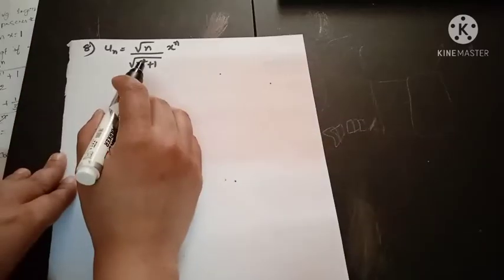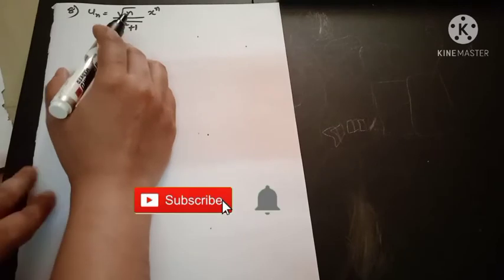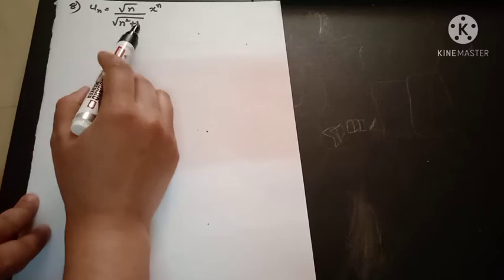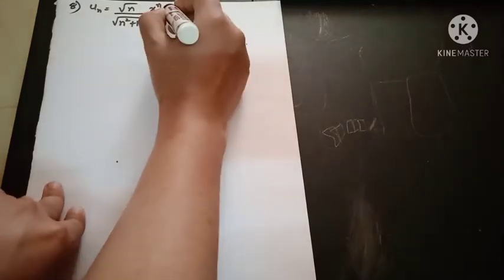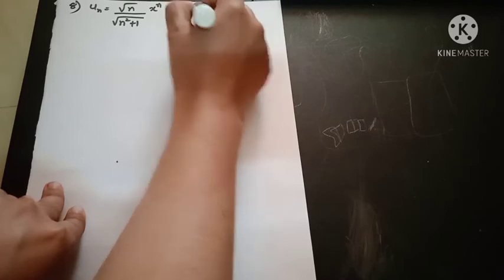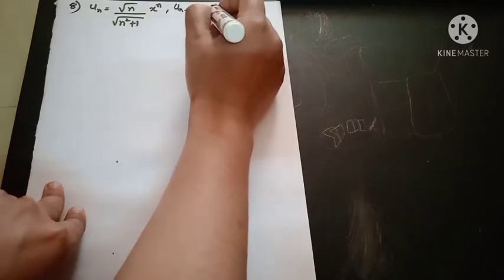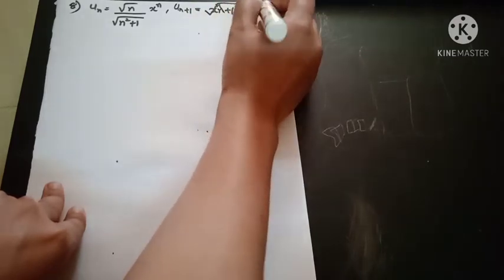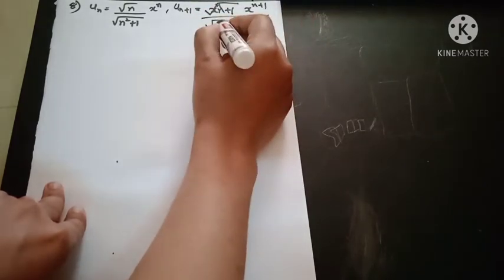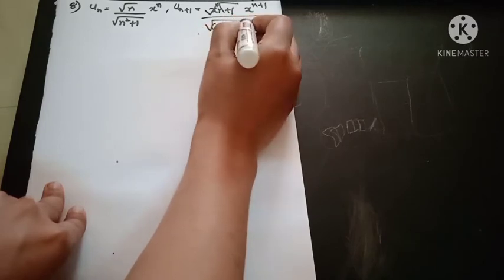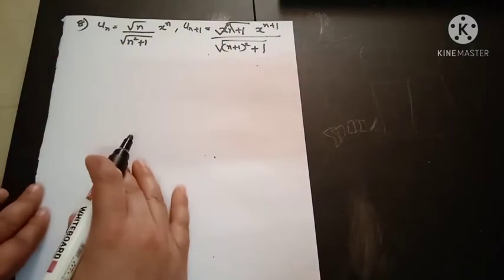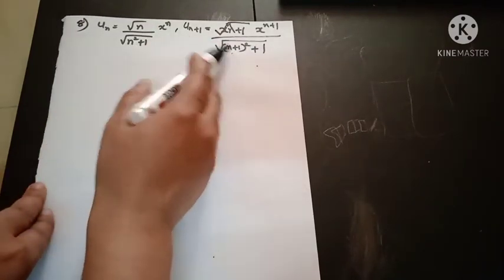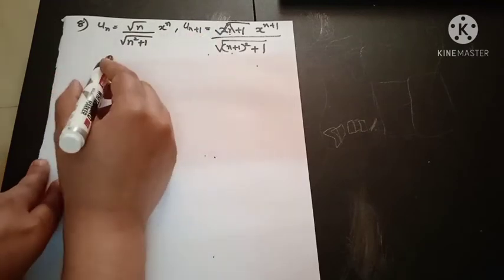Eighth problem: u(n) is equal to root n upon root of (n square plus 1) into x to the power of n. So u(n+1) will be root of (n plus 1) into x to the power of n plus 1 upon root of ((n plus 1) whole square plus 1). Replace n by n plus 1 here.